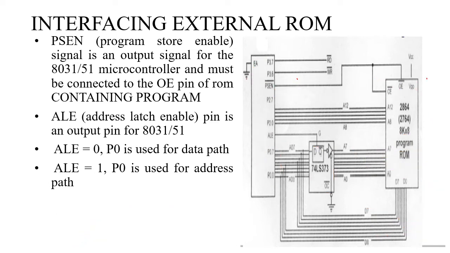Here we will be using 8 kilobytes memory. So in order to interface 8 kilobytes memory, we need to represent this in 2 powers to find the number of address lines. So 2 power 13, 2 power 13 equal to 8k, 8 kilobytes. So here we need 13 address lines.